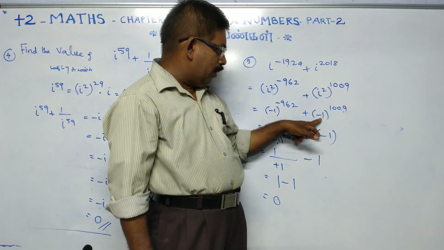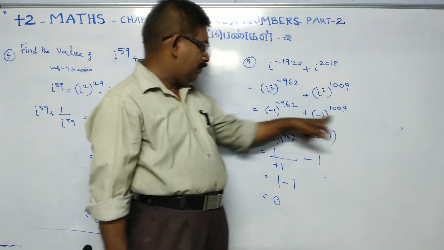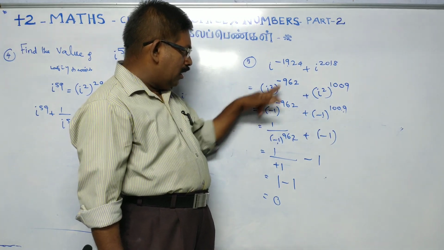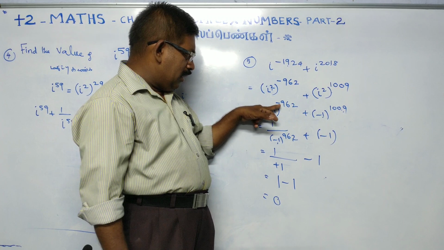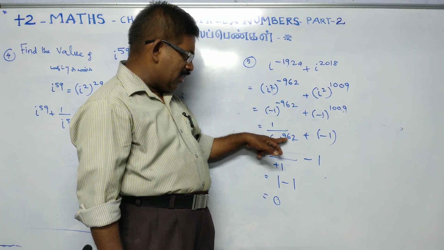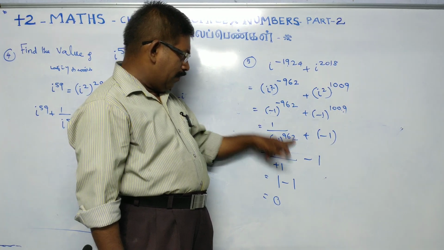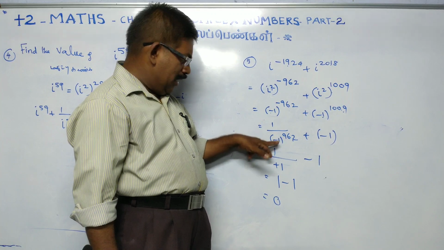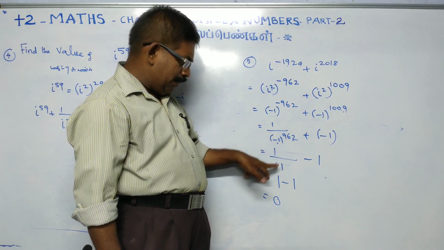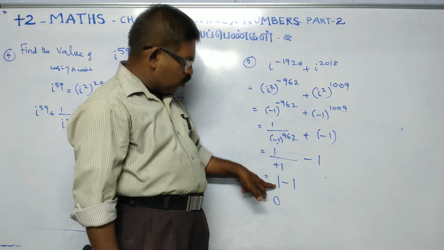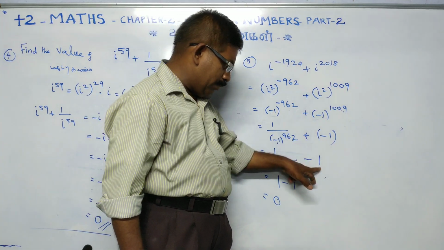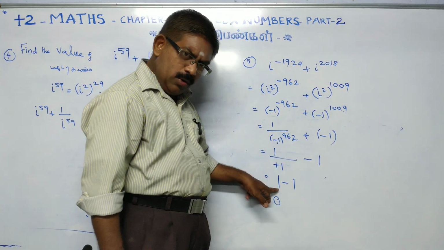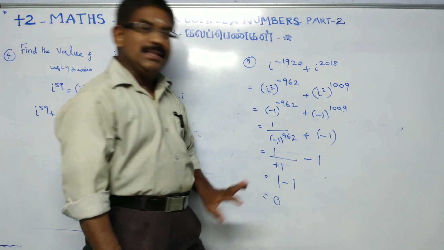This is minus 1 power 1009. I square power minus 1 minus 962. When the power minus term comes to the bottom, it becomes plus 962. Okay, it becomes a positive number. minus 1 power even number becomes plus 1. 1 by 1 is 1. Plus into minus 1 is minus 1. So one positive number plus 1 minus 1. Answer is 0.